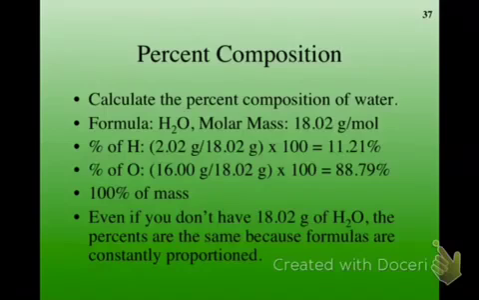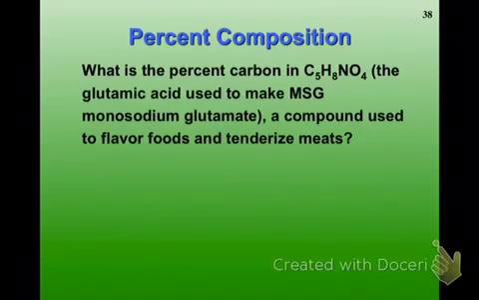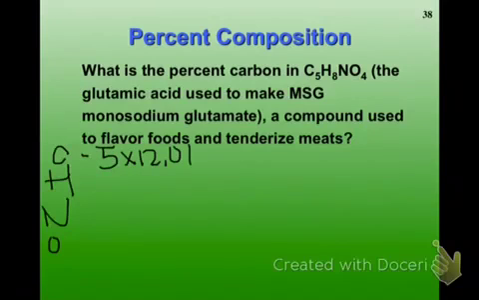Okay, so let's try another example here. So what is the percent carbon in C5H8NO4, the glutamic acid used to make MSG, which is a compound used to flavor foods and tenderize meats? So I need to first calculate my molar mass, and I know how to do this from before. I'm going to list out all of my elements. Carbon, there's 5 of them, and each one has a mass of 12 grams. So altogether that's 60.05 grams.